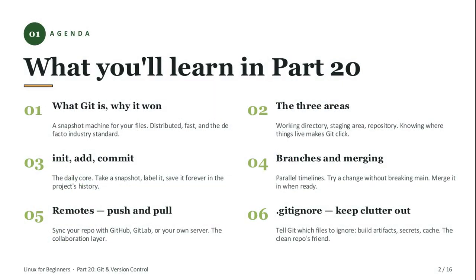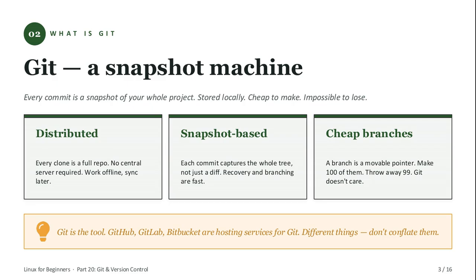Here's the roadmap for the next few slides. We'll start with what Git actually is and why it beat out the competition, then break down the three areas where your files live as they move through Git. From there, we'll get hands-on with the daily trio, init, add, and commit, before branching out, literally, into parallel timelines and merging. We'll wrap with remotes, the collaboration layer that connects you to GitHub or GitLab, and gitignore, the unsung hero that keeps your repo tidy. So let's start with the what.